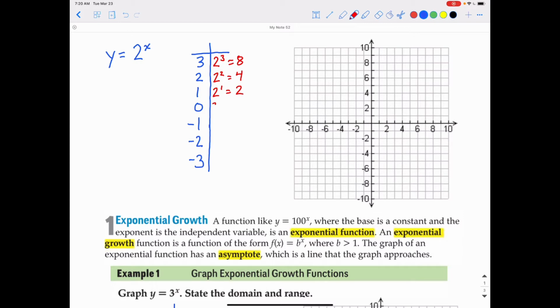2 to the 0 power. Do you remember what a 0 power means? Well, anything to the 0 power equals 1. So 2 to the 0 power, or anything to the 0 power, is going to equal 1. Then we get our negative exponents. So 2 to the negative 1 power.